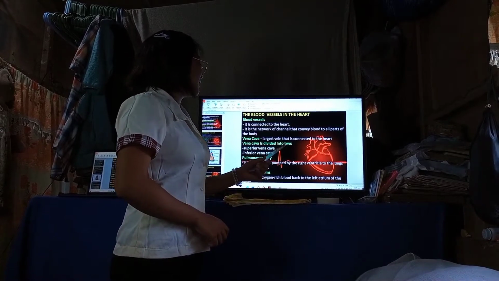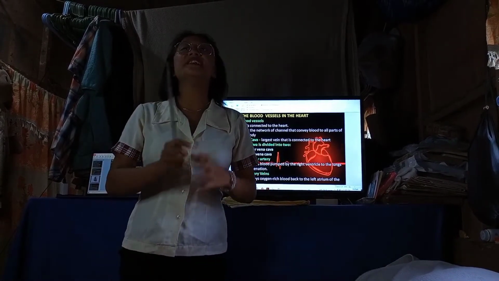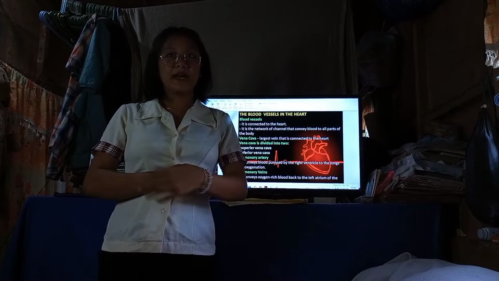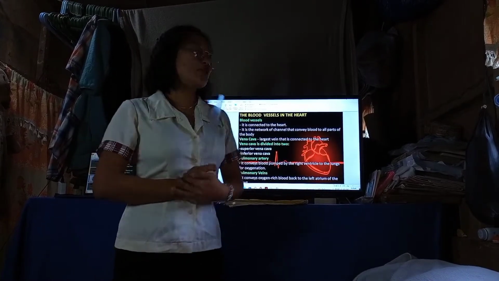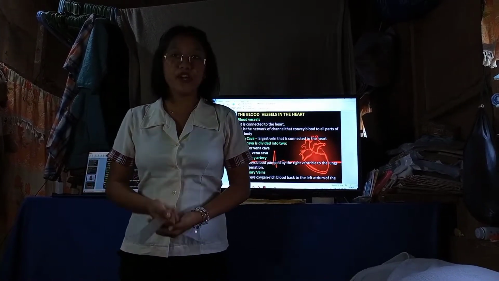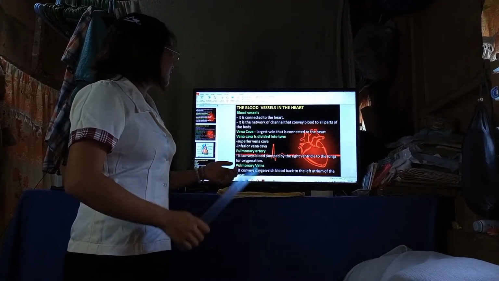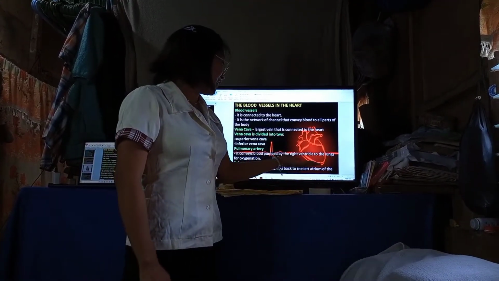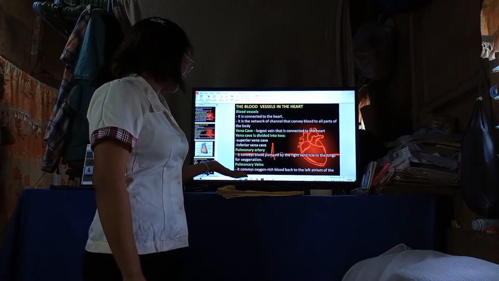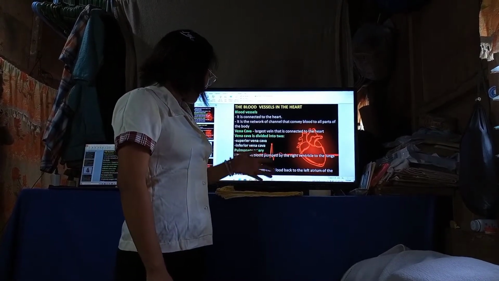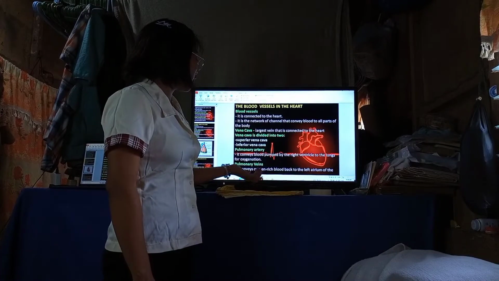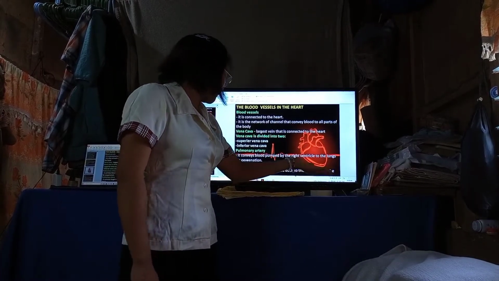Vena cava is divided into two. So, what are the two vena cava? Okay, the superior vena cava and the inferior vena cava. Then, the pulmonary artery. It conveys blood pumped by the right ventricle to the lungs for oxygenation. Then the pulmonary veins, it conveys oxygen-rich blood back to the left atrium of the heart.